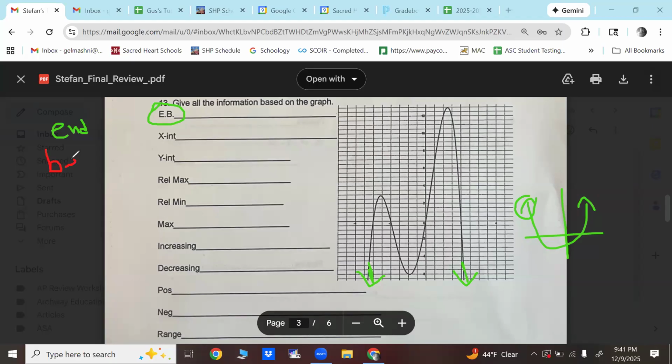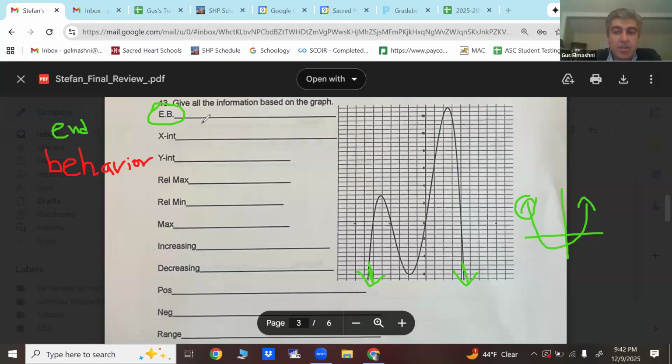Hold on. You almost said it. Hold on, let me think. Hold on. I got this one. Hold on. I'm writing on the screen. End behavior, I think. Yeah, see? So you're looking at the end behavior. So now how do you write end behavior?